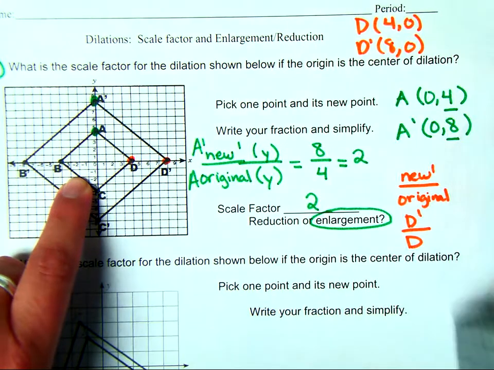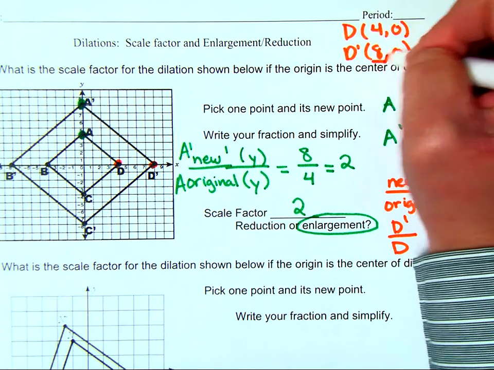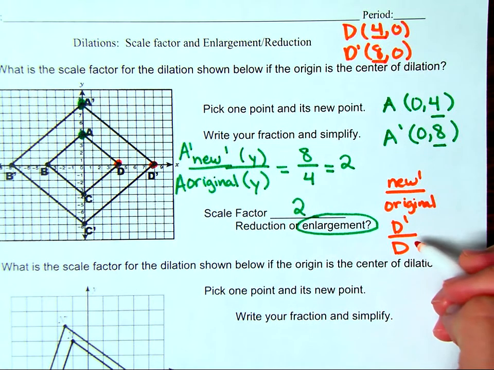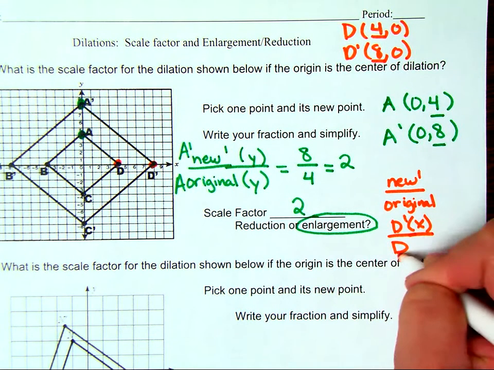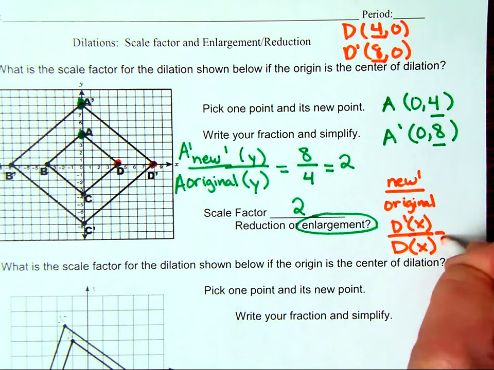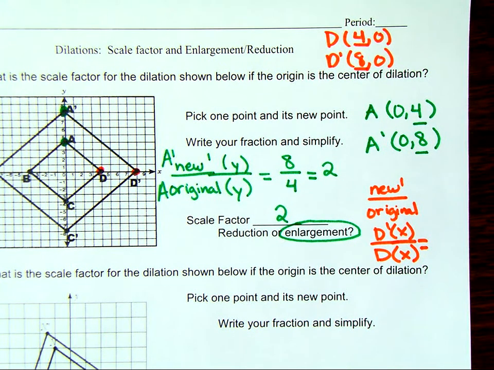So here again, you have to stop and think about it. Can I compare their Y values in this one? No, because they're the same number. So we have to compare the X. When I write this out, just to help me out, I'm going to say D prime for my X value and D for my original X value. Okay, just something to think about as strategies to help you out.